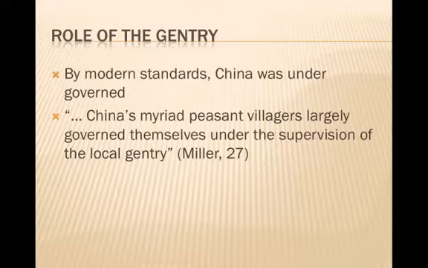And this brings us back to the Miller book. I think the key paragraph that he gives us on the Chinese state comes on page 27 in the chapter East Asia in 1800. Miller basically goes through and talks about how while European observers were impressed by the examination system, the structure of the Chinese imperial system, they didn't realize that, to quote Miller directly, China's myriad peasant villagers largely governed themselves under the supervision of the local gentry.